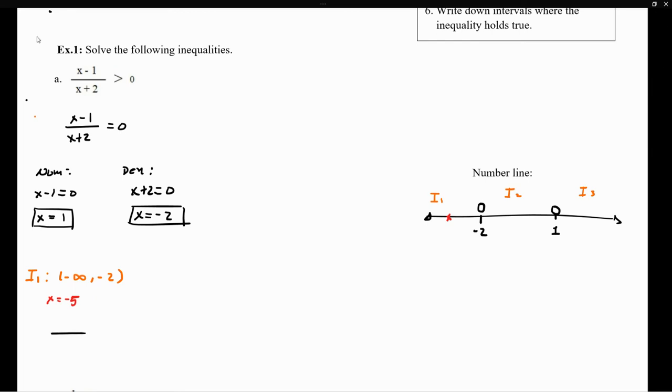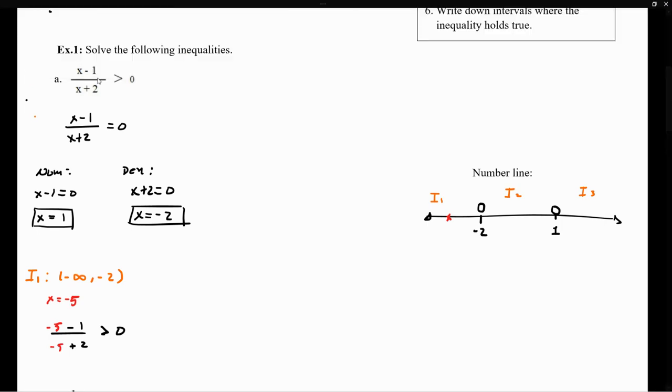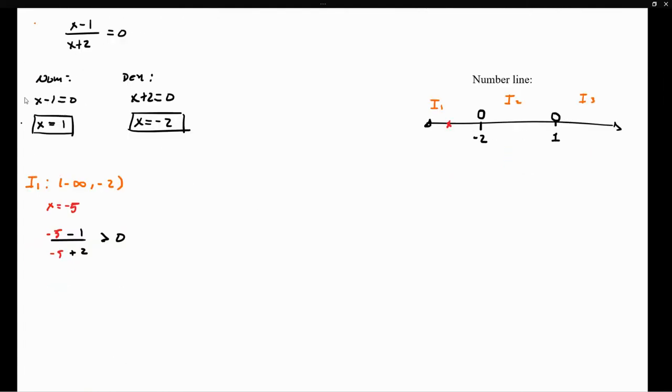Well, let's plug that in. We have -5 and -5, and we're claiming that this is greater than 0. Let's see if that is true. If we simplify, we get -6 on the top and -3 on the bottom, greater than 0. So -6 divided by -3 is 2, greater than 0. Now we ask ourselves, is this a true statement? Is 2 greater than 0? Well, this is true.